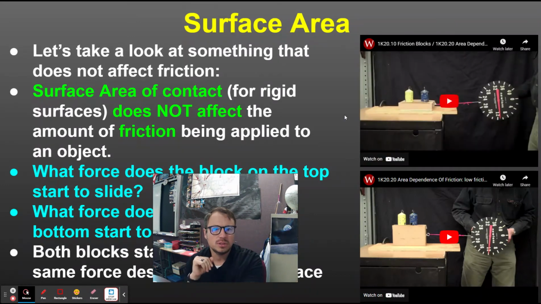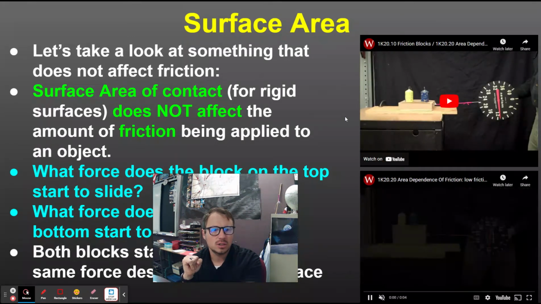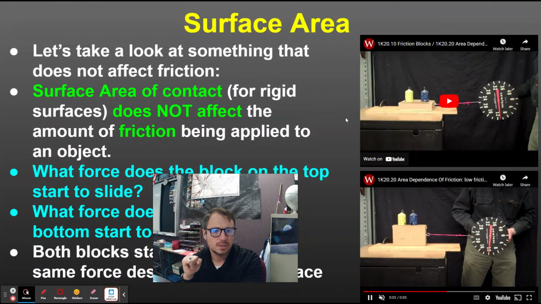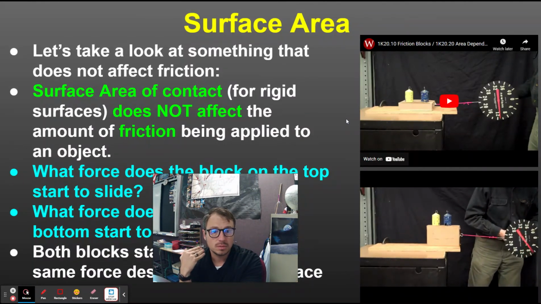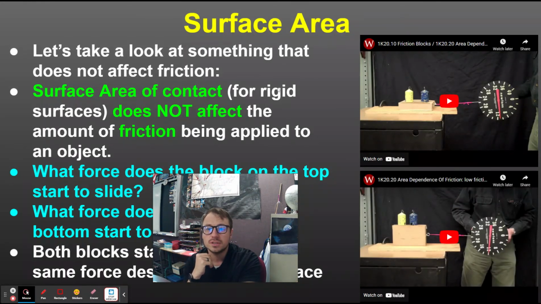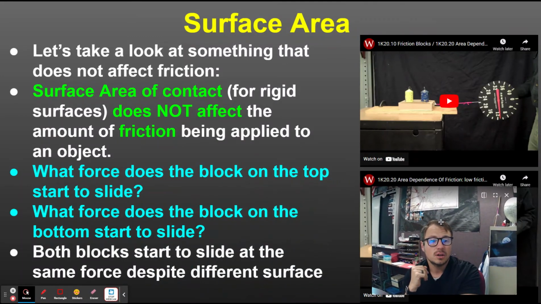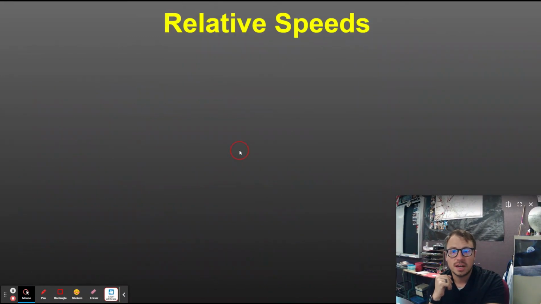So it takes about 12 newtons to slide it when it's horizontal. Let's take a look at it vertically. Takes about 12 newtons to slide it. So notice the nature and condition of surfaces, notice that the surface area does not affect that friction.